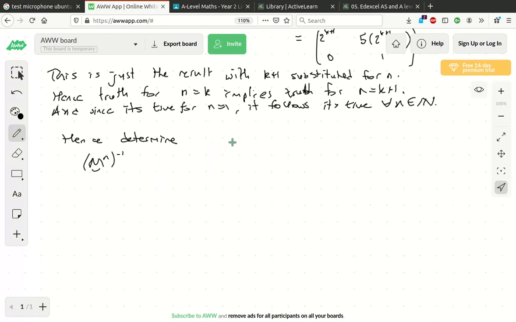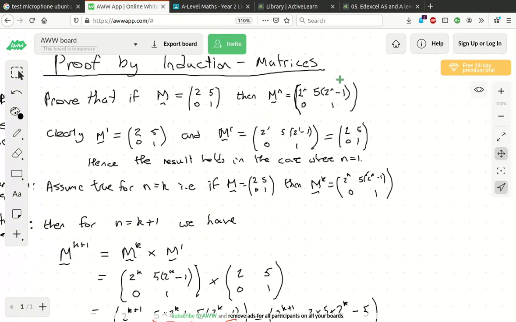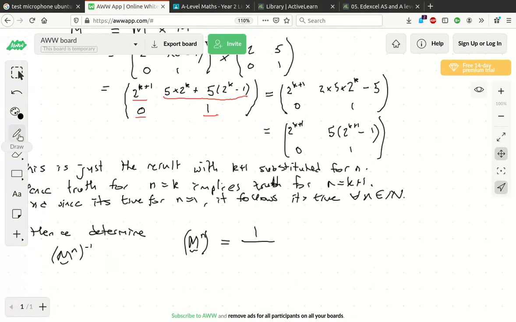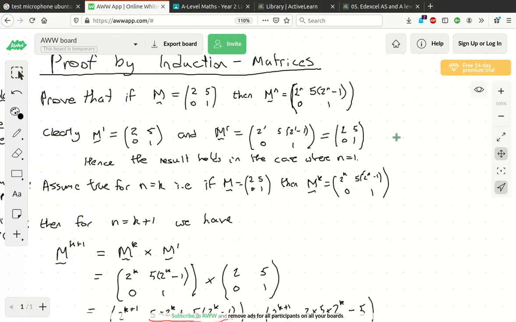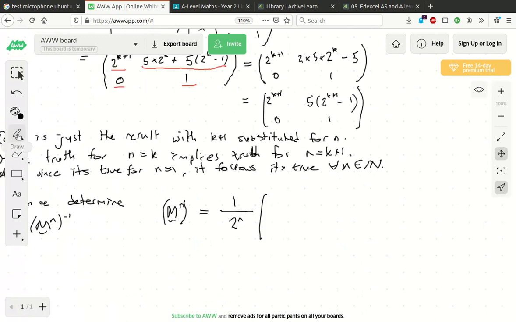Well, the inverse matrix is simply, for a 2 by 2 anyway, we just need to do our determinant, which is 1 over, now let's just go back to the original thing we were trying to prove. It's up here, yeah? 1 over AD minus BC. And our AD there is 2 to the n, and our BC is 0. So it's going to be 1 over 2 to the n multiplied by, and then we just need to switch 2 of them around and change the signs on the other 2. So it's going to be 1 minus 5 and 0. I'll just write it down now. 1 minus 5 times 2 to the n minus 1.